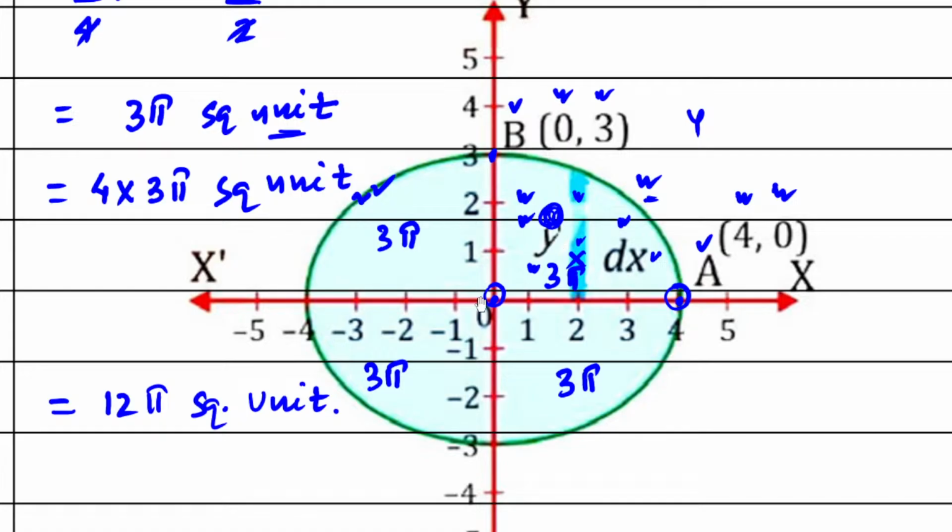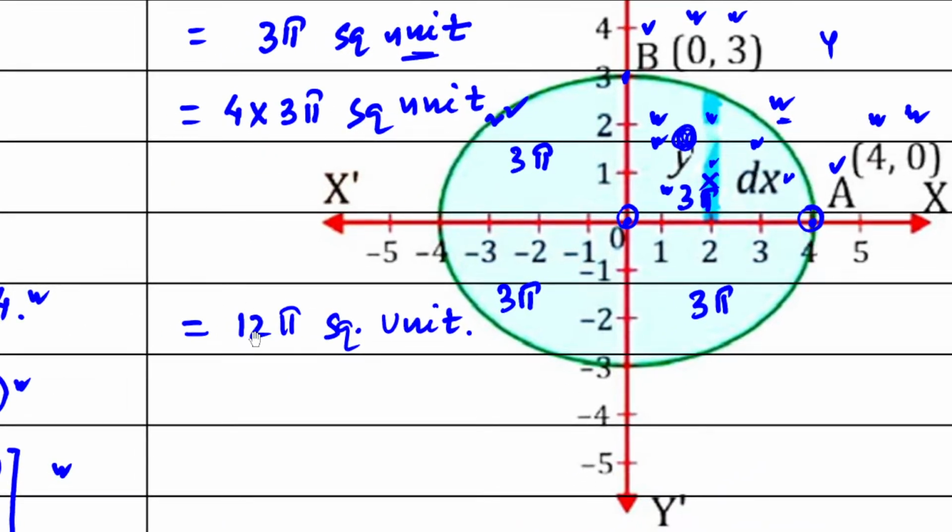Area of this part, meaning OABO. The area of OABO is equal to the area of this part, equal to the area of this part, and equal to the area of this part. Therefore the area of the region bounded by the ellipse will be area of the region bounded by OABO into 4. Therefore we get here 12π square unit.